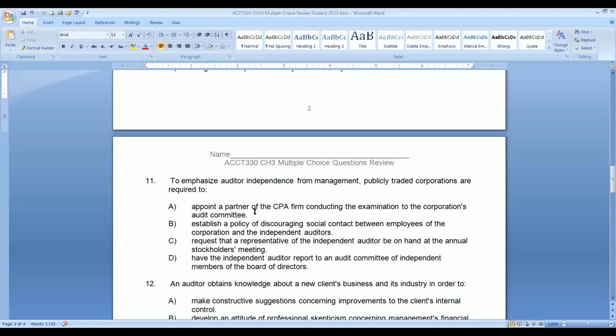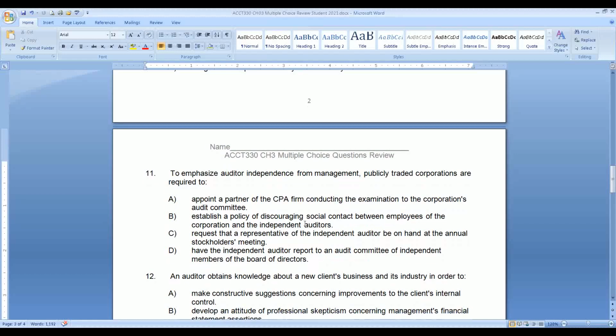So emphasize independence. The public trade companies are required to appoint a partner of the CPA firm. No, we're not going to do that. Now, the problem with a CPA being on the board of directors is that you're not independent. The board of directors is an overview function, and so you don't want to have anyone on the board of directors. As a matter of fact, if anyone in the CPA firm is on the board of directors, regardless whether they do the audit, the whole audit firm is not independent.